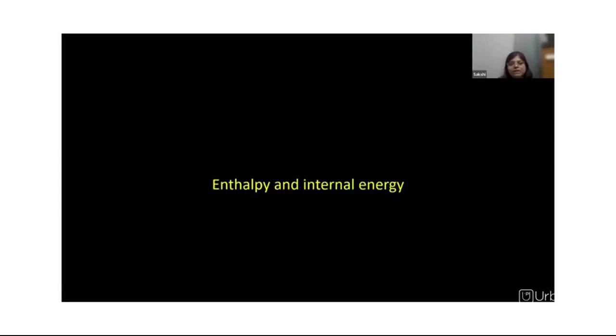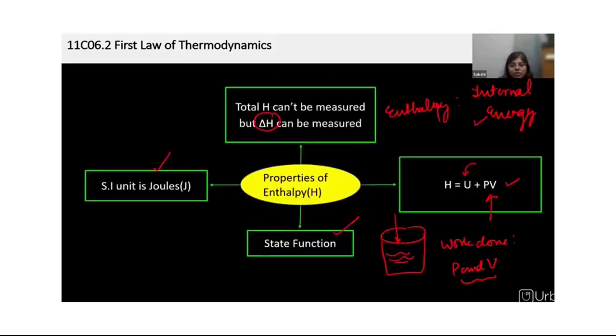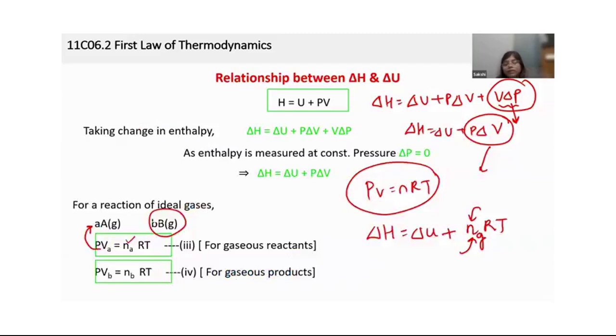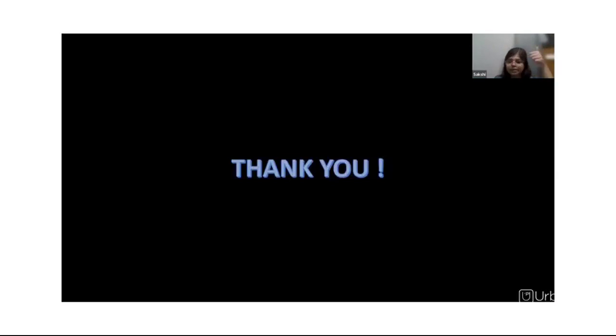What about enthalpy? Enthalpy is nothing but the total heat content of the system, or heat measured at a constant pressure. When we did the derivation, we said it is heat measured at constant pressure. Hence, at constant pressure, this entire term became zero, because delta P is zero. Hence, V into delta P becomes zero, and this is the equation for enthalpy. I hope all of you understood internal energy, enthalpy, and the relationship between them.